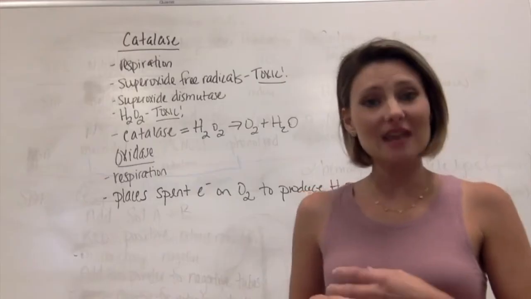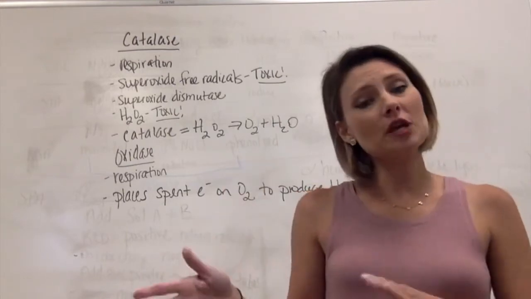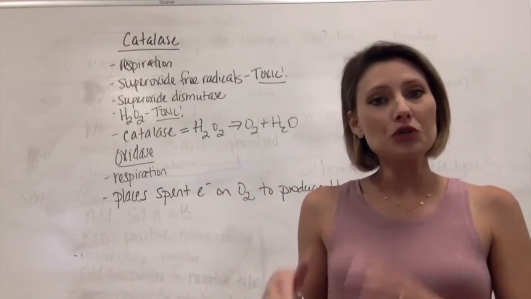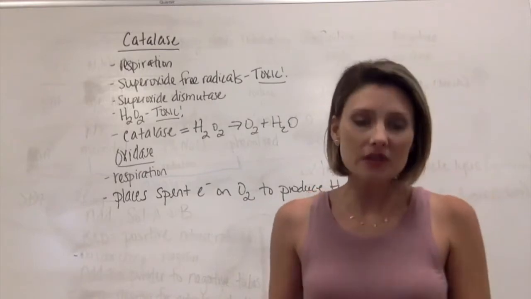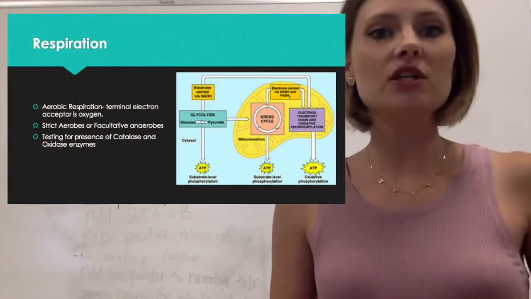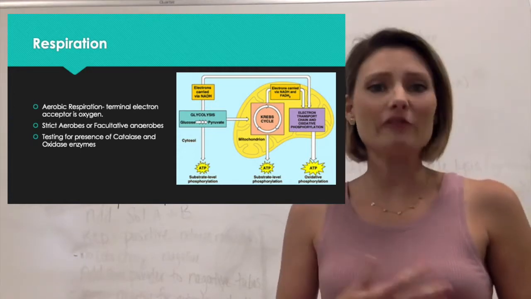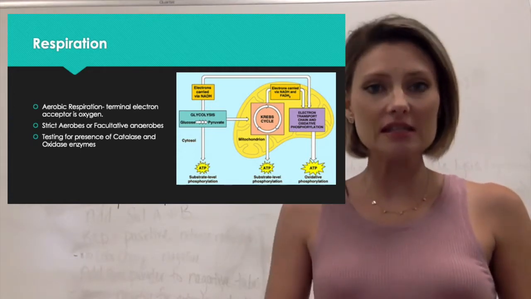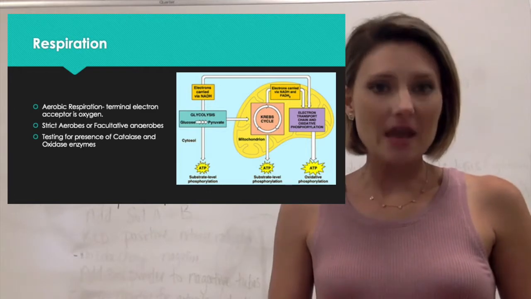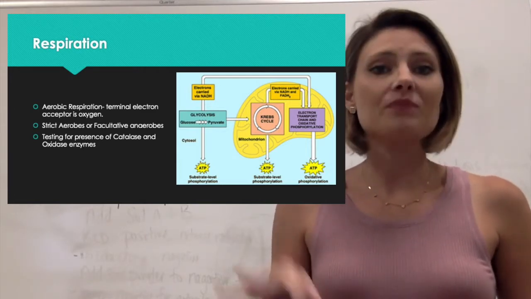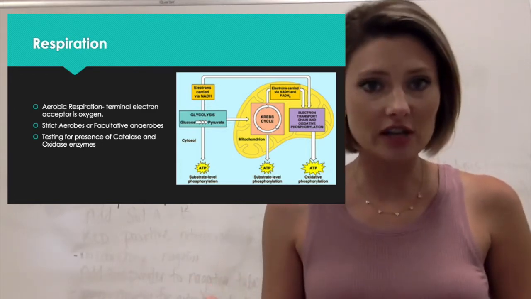So this is the catalase and oxidase test. They are two separate tests looking for two different enzymes. Both enzymes deal with respiration. Instead of anaerobic respiration, however, we're dealing with aerobic respiration here. So for both of these enzymes, we are looking at aerobic respiration. That means it's going to be oxygen that's the terminal electron acceptor.